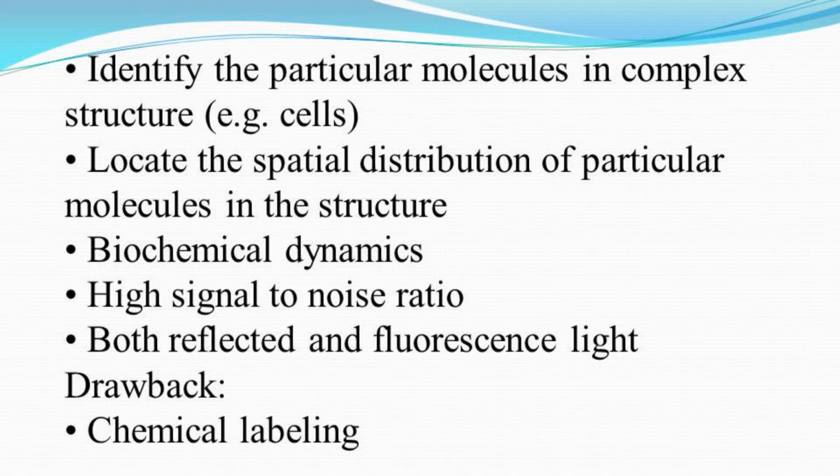Fluorescence microscope has the following characteristic features. It identifies the particular molecules in complex structure, for example cells. It locates the spatial distribution of particular molecules in the structure. Biochemical dynamics, high signal to noise ratio, both reflected and fluorescent light. The drawback is the use of chemical labeling.